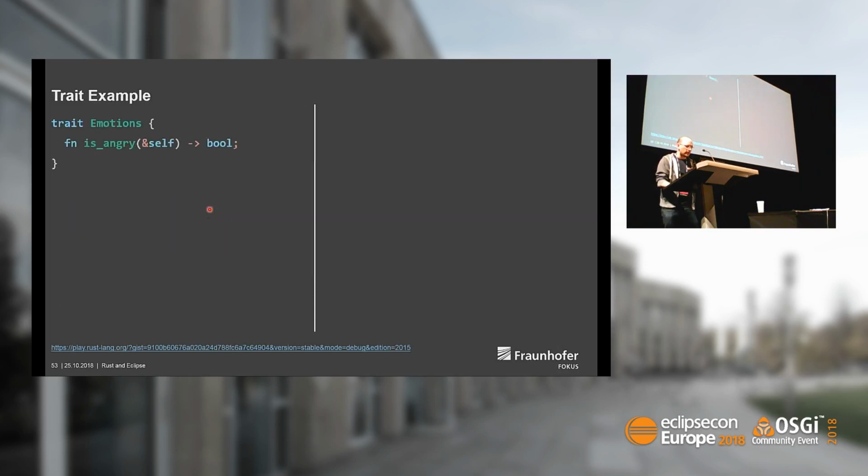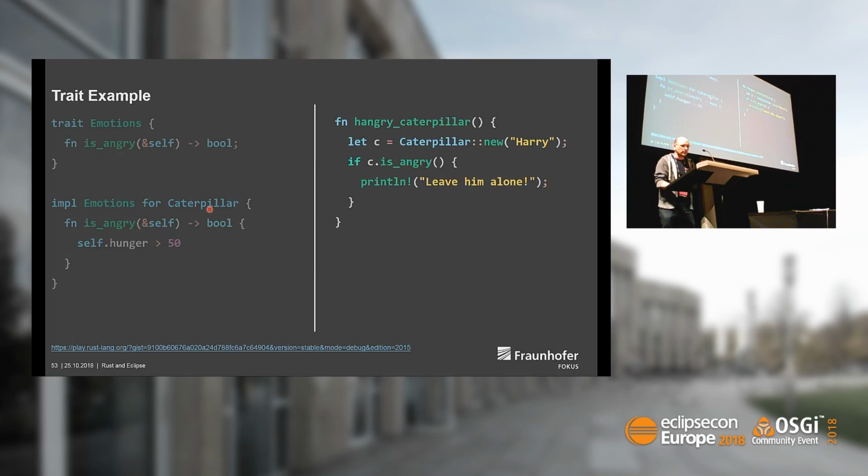Traits, you can have interfaces. I will go faster through them because my time is limited here. So this is an interface. We can implement an interface for a data type and then later on use the methods that we defined on that interface.